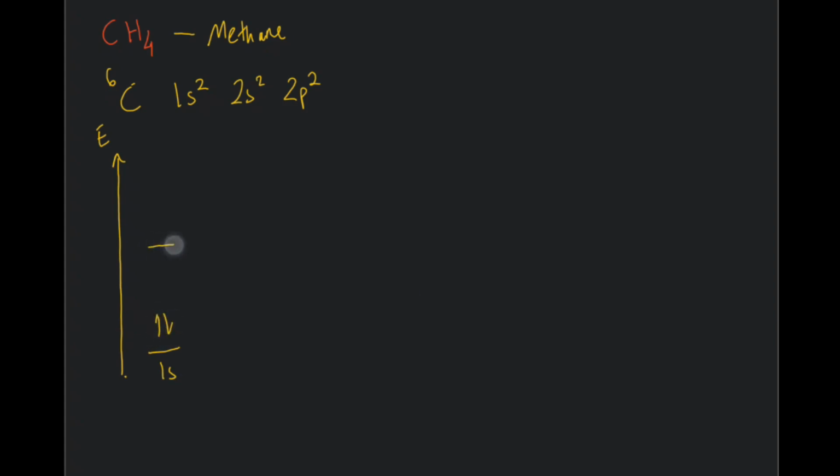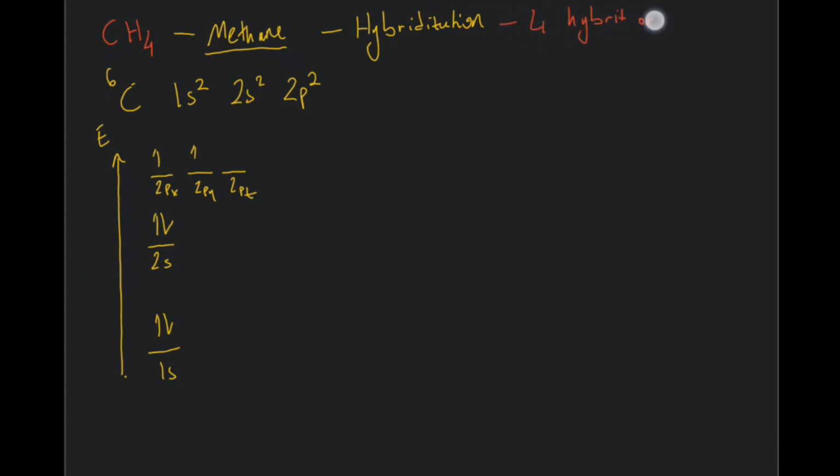For the second shell, the 2s, we have again 2 electrons, and we have 2px, 2py, and 2pz orbitals, and we have 2 electrons for each one. However, we want to make 4 bonds for the methane molecule, and we need hybridization. Since valence bond theory depends on the hybridization, we have to create 4 hybrid orbitals.